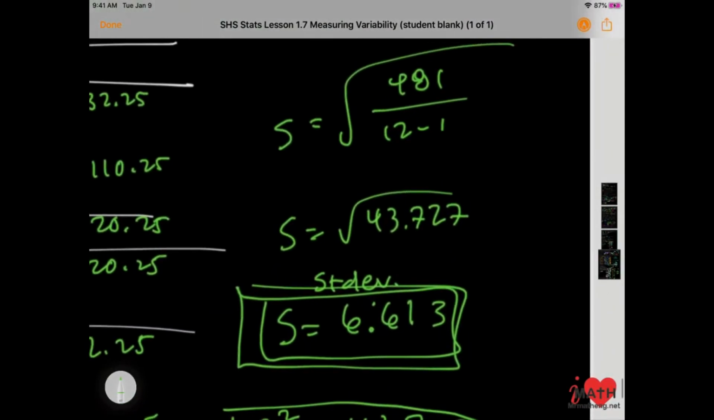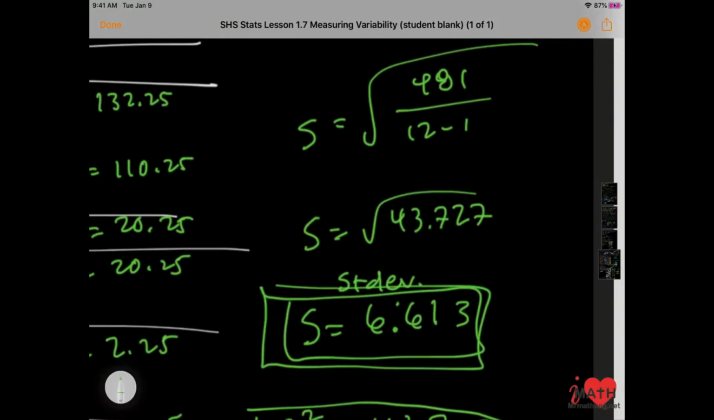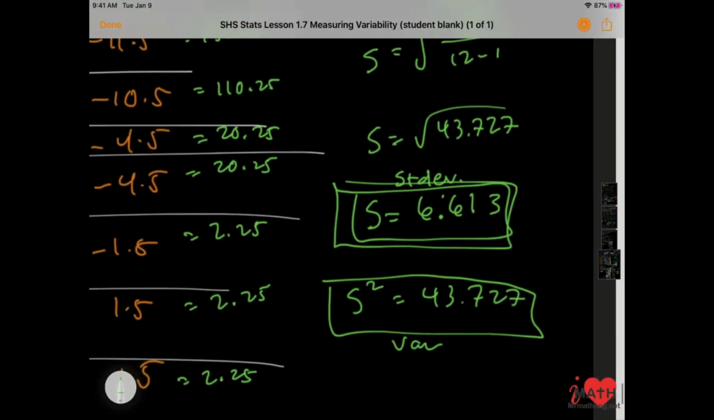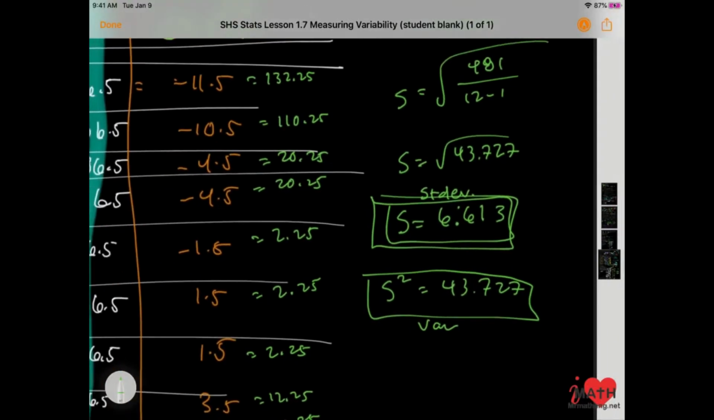I get 43.727. Take the square root of that, and it gives me a standard deviation of 6.613. And if you just take that number and square it, you'll get the variance.